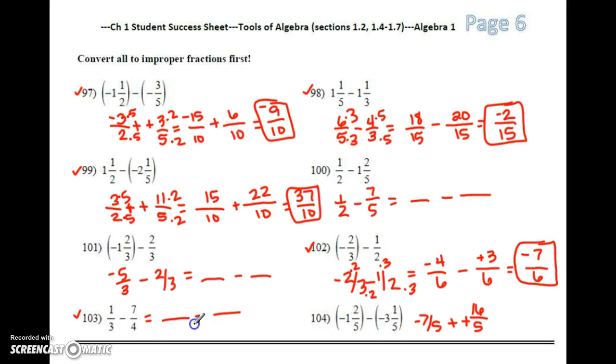And then our last one here, so how can I get a common denominator of 3 and 4? 12. Multiply them. This is going to multiply by 4. This one's going to multiply by 3. So 1 times 4 is 4. 7 times 3 is 21. And subtract, because they're different, -21 and 4. So the difference between those is going to be 17. And it's negative because the negative is in front of the 21 over 12. So try those last few on your own.